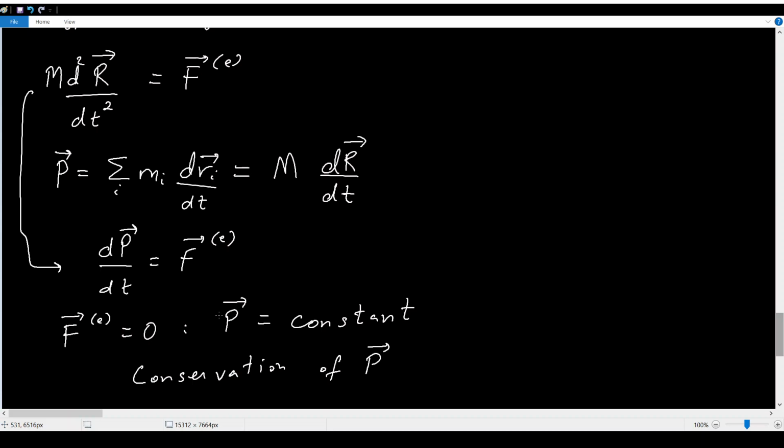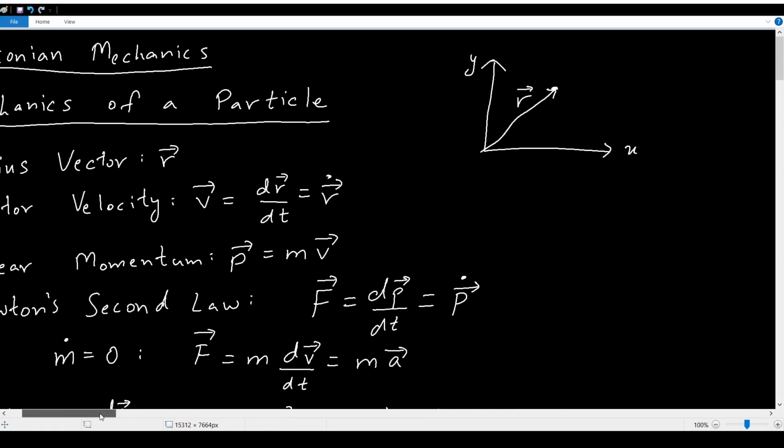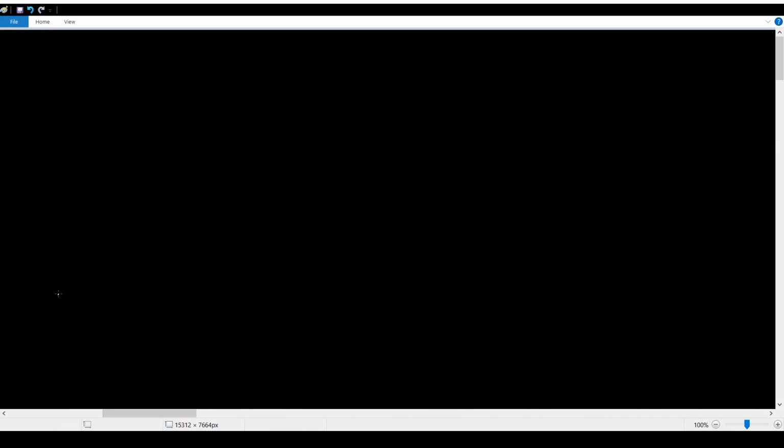Now let us go further and look at rotational motion. I'll begin again with the net force on the ith particle, and just remember what it was. It was a sum over the internal forces Fji and the external force on the particle.